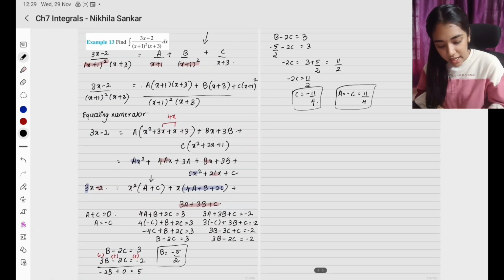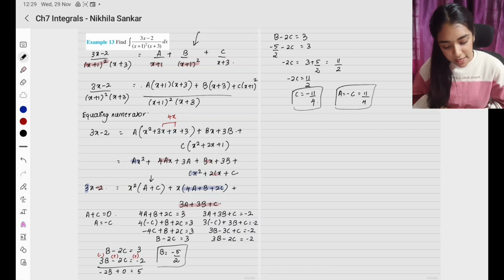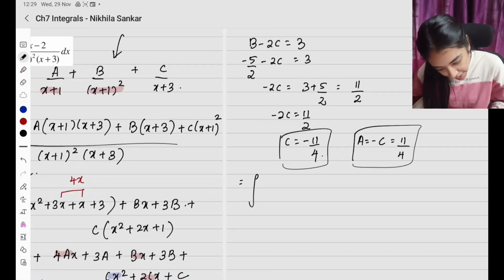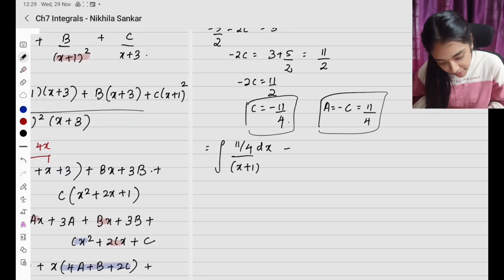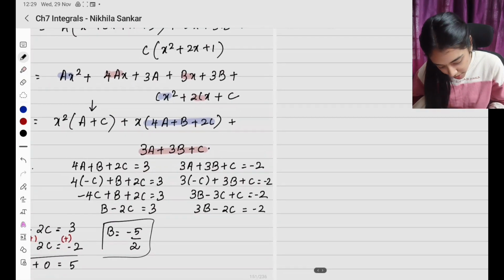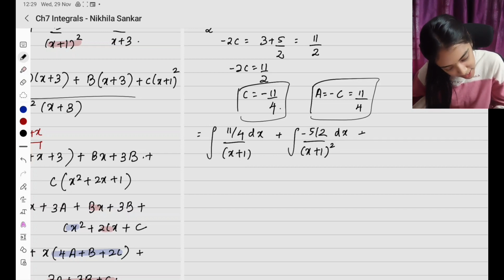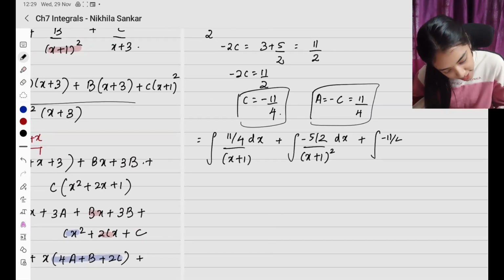So now what is my answer going to be? I'm going to substitute the values in this. So my integral now has become a by x plus 1, b by x plus 1 the whole square, c by x plus 3. So shall we substitute here? So the integral is going to be a divided by x plus 1. What is the value of a? 11 by 4. So 11 by 4 divided by x plus 1 times dx plus b divided by x plus 1 the whole square. But what value did we get for b? Minus 5 divided by 2. So we can put minus or plus. Plus minus 5 divided by 2 times x plus 1 the whole square dx plus integral c divided by x plus 3. What value did we get for c? Minus 11 by 4. So minus 11 by 4 times x plus 3 times dx.